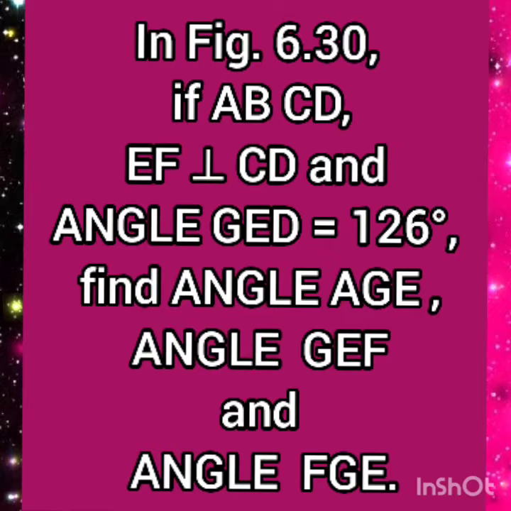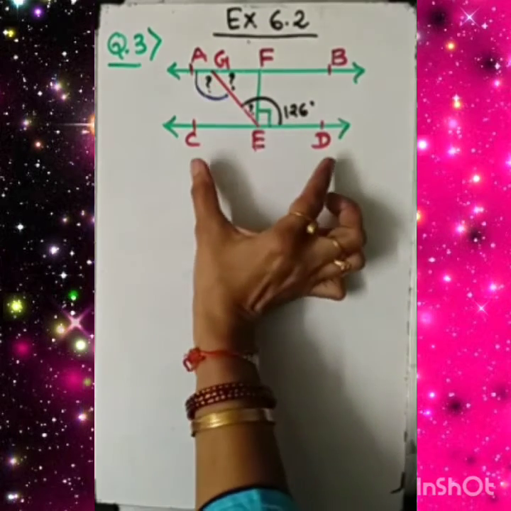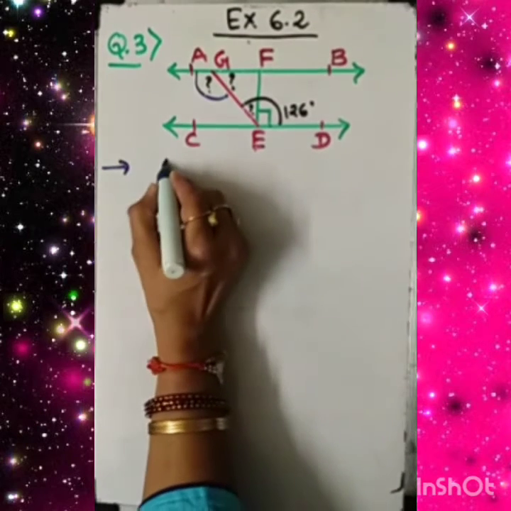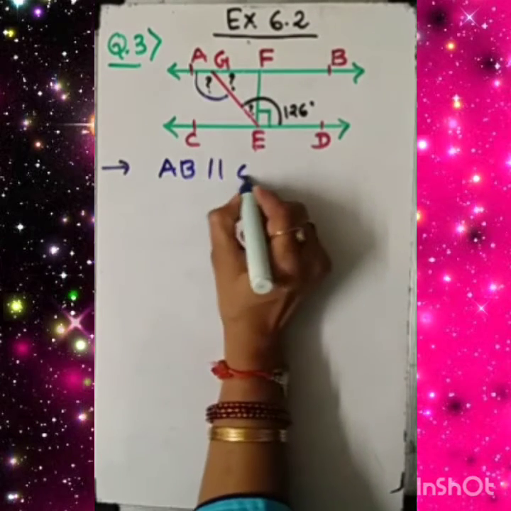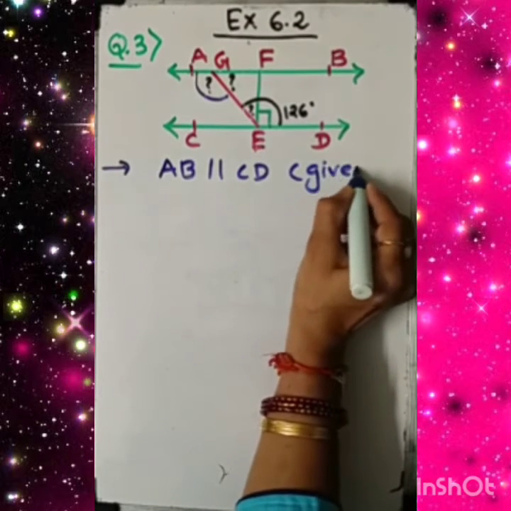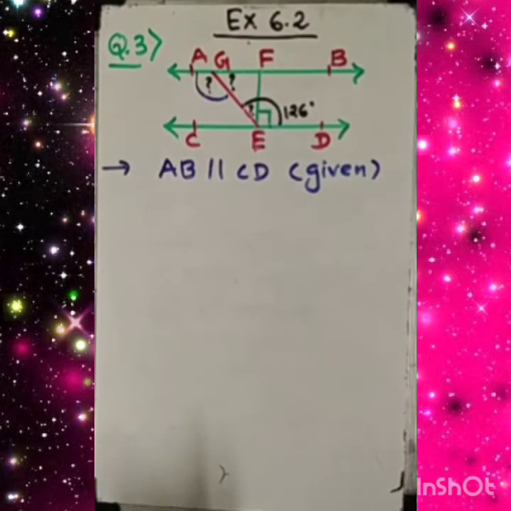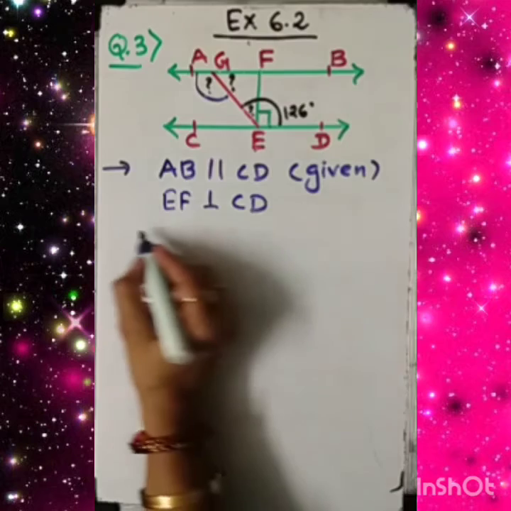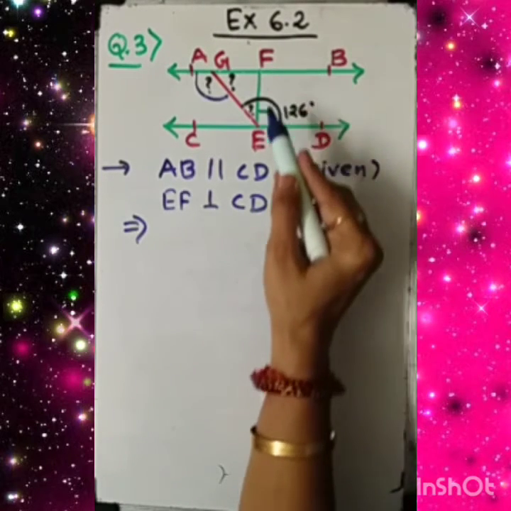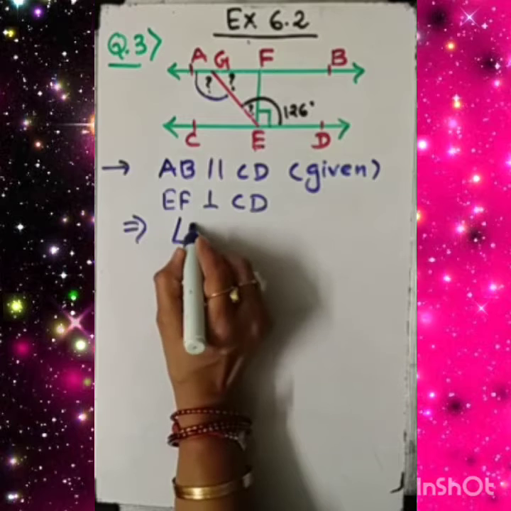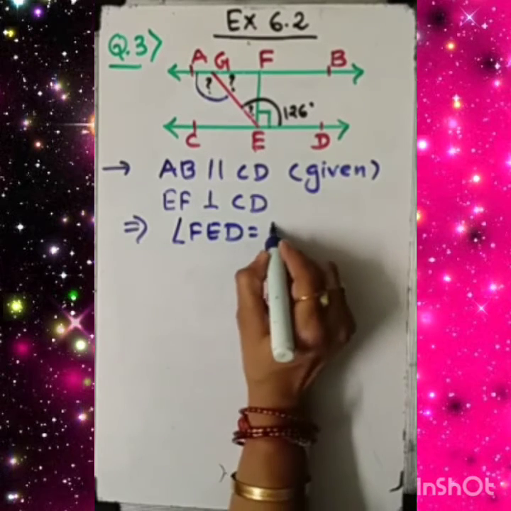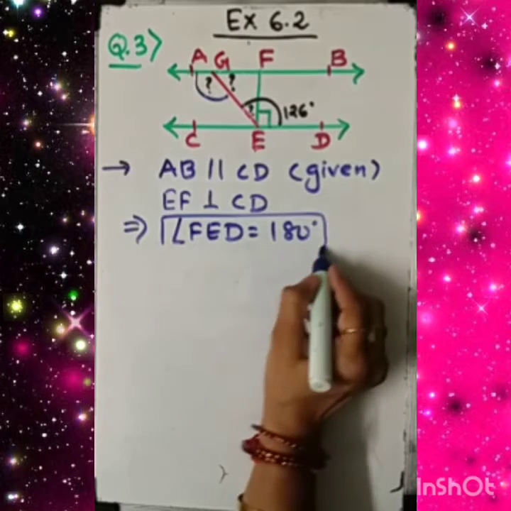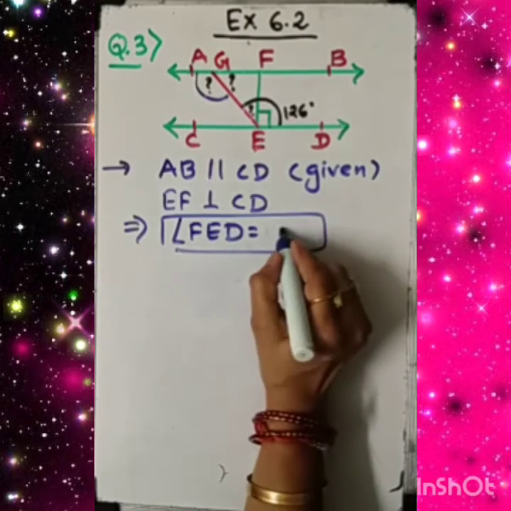You can find the figure on the screen, already given in the book. This figure clearly implies that AB is parallel to CD. So let's note down what we are given according to the figure. AB and CD are parallel lines. Besides this, we are given EF perpendicular to CD. So if it is perpendicular, then angle FED is 90 degrees.